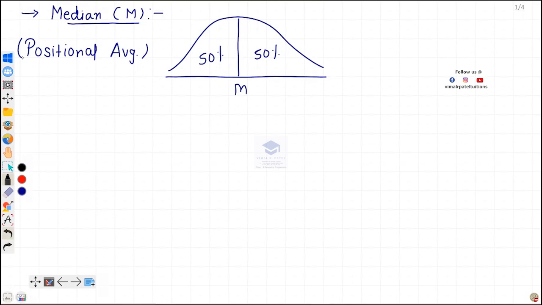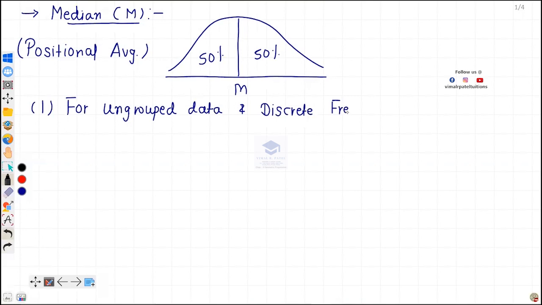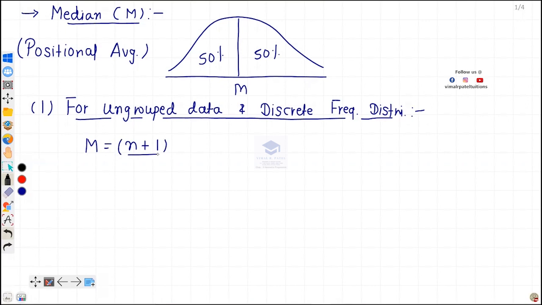Okay. Now, for ungrouped data and discrete frequency distribution, the formula to find out median is equal to (n plus 1) divided by 2.